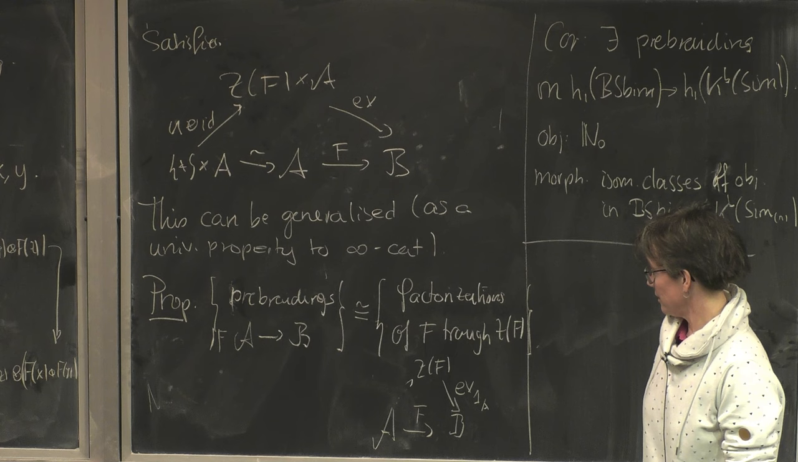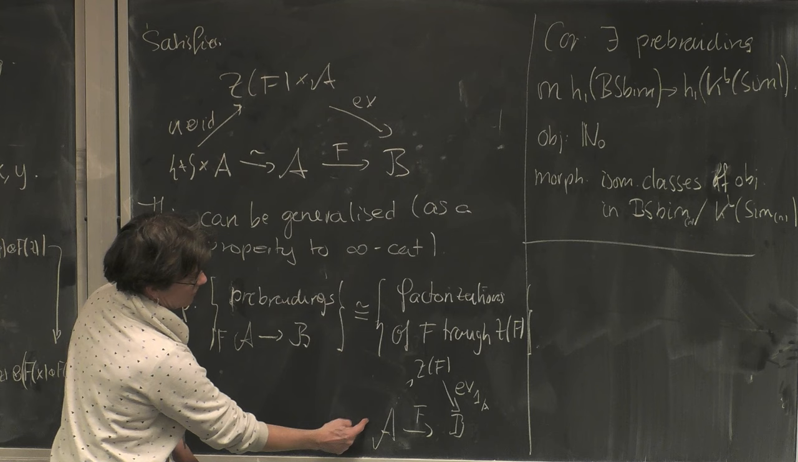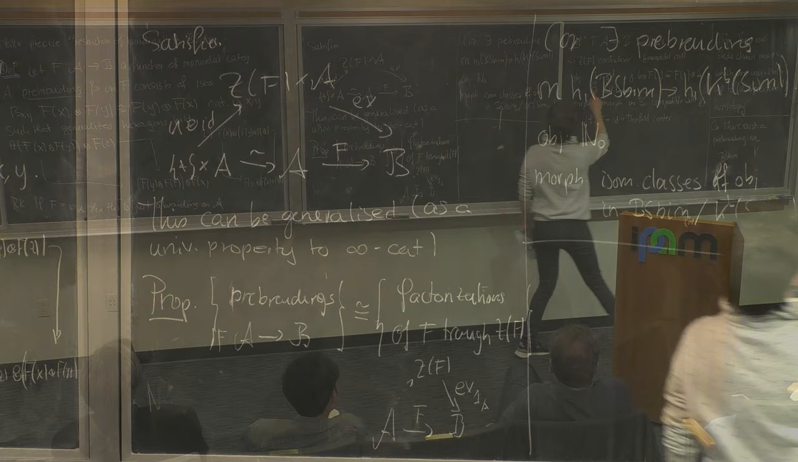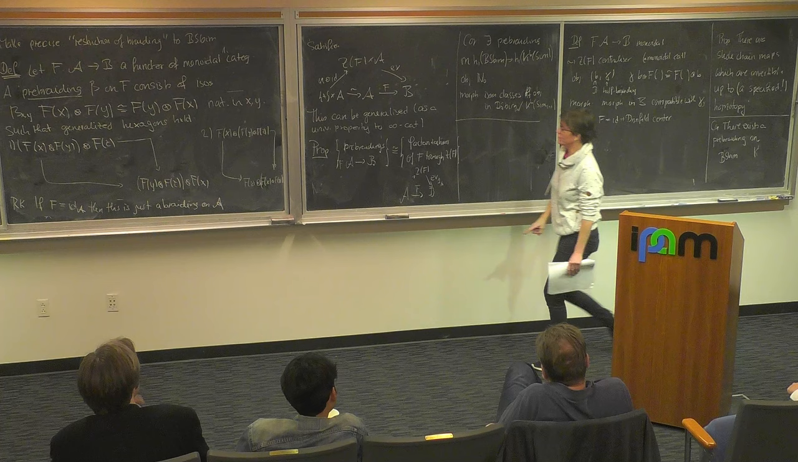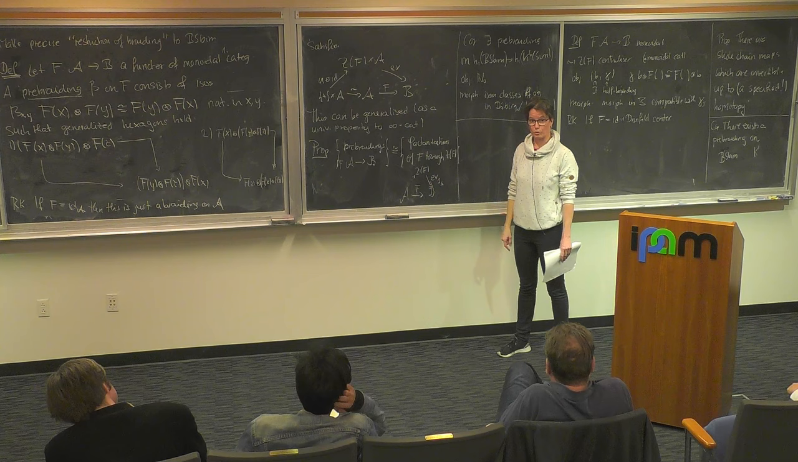So it's clear what it does on objects. A has to go up here, so this should commute. That means A goes just to the pair F of A in here. And this gamma is coming from the pre-braiding over there. So the pre-braiding is sent to this gamma here, in the second spot. And the B is given by this map F, which makes them commute.